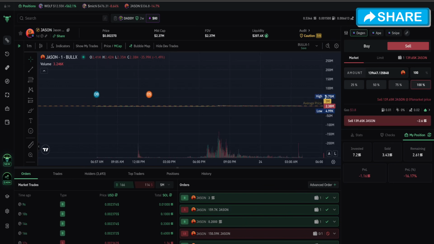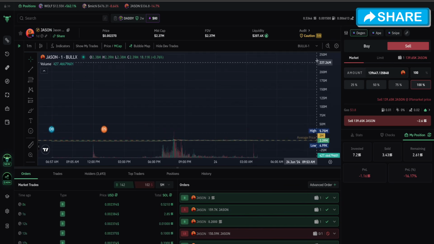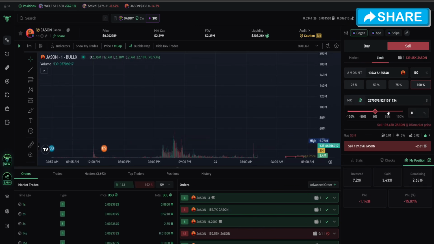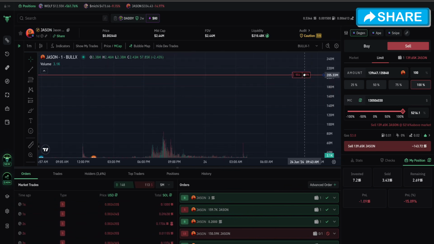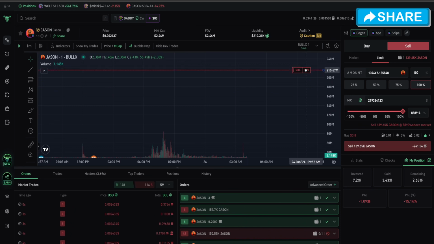Let me go ahead and sell Jason at 215 here. Let me put a limit order. Let's go to 100 here. Let's bring this up. Let's say we're going to sell this at 215. And this is only 3 Sol, guys. 3 Sol invested into this token, okay? So let's sell this at 215, which is roughly around here. That is 237 Solana, okay?